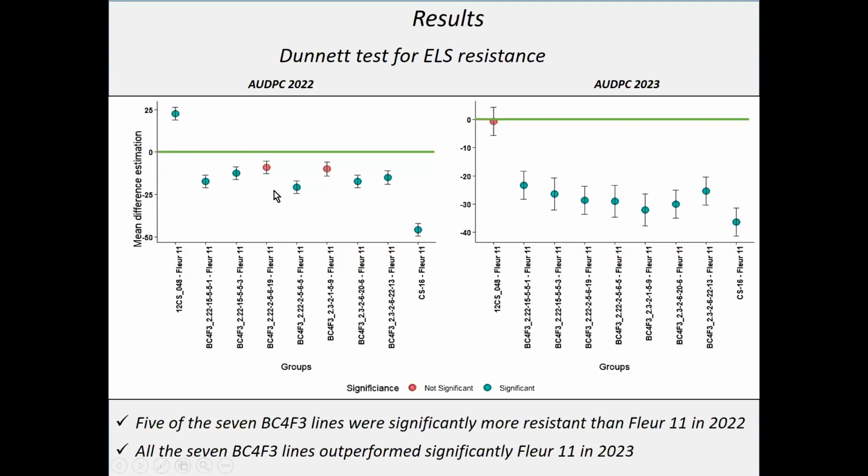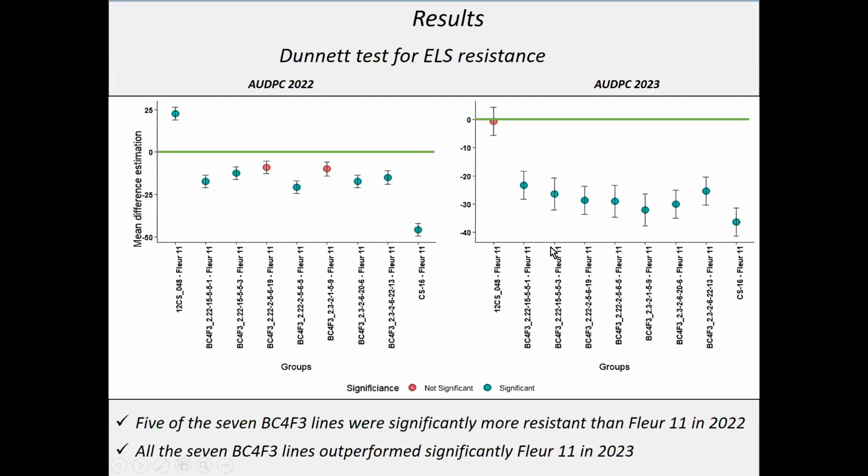Significantly different groups are represented by blue intervals, while if there is no significant difference, the color is a red interval. An interval above the green line here, materializing the 0, represents individuals which have a higher mean than flower 11. And under the green line, we have intervals representing individuals which have a lower mean than flower 11.